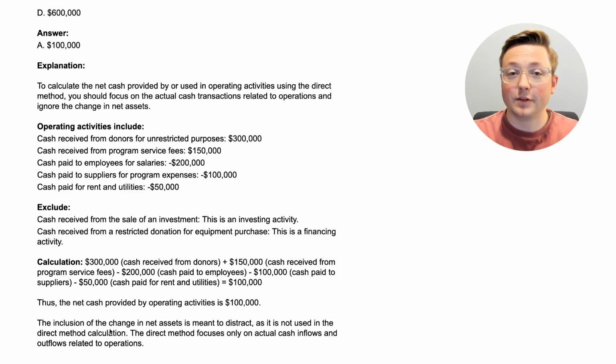So again, I just want to clarify, when it comes to the direct method, if you see anything about change in net assets, that's a red herring. That's meant to distract. You don't actually need that for the direct method when you're doing the statement of cash flows for a nonprofit entity. And with that, we've learned a lot in just 5 questions.